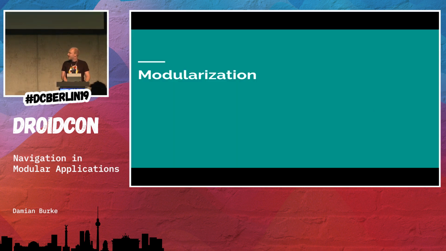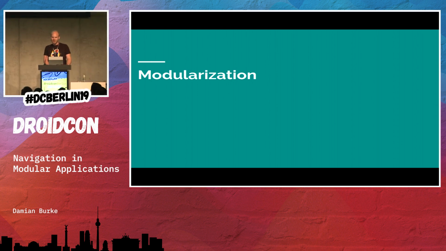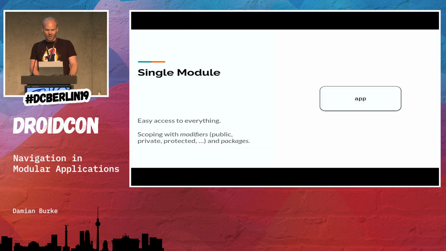So first, we will take a look at modularization and the different kinds of modularization, some approaches. I think all of us are pretty familiar with this one, just having a single module for the app where all the code lies inside, all the resources, so everything is accessible from everywhere. The only scoping you can do is pretty much through Java modifiers or packaging. Compilation is also module-based with Gradle, so if you change one thing, you have to recompile the whole module.